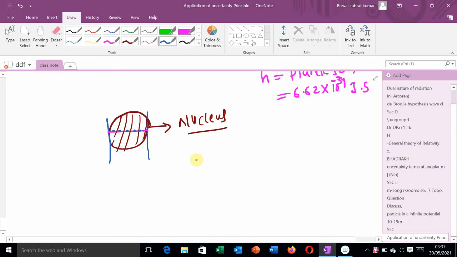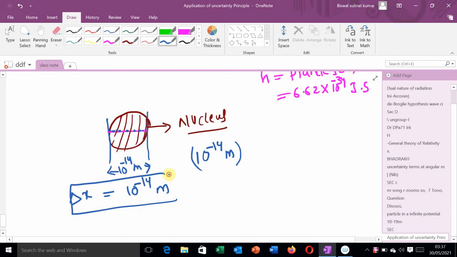The nuclear diameter is of the order of 10 to the power minus 14 meter. So the uncertainty in the position of the electron, since the electron can stay here, here, anywhere in between these two points, is 10 to the power minus 14 meter. The electron can stay anywhere in the diameter of the nucleus, so its uncertainty in the position will be of the order of the diameter of the nucleus.